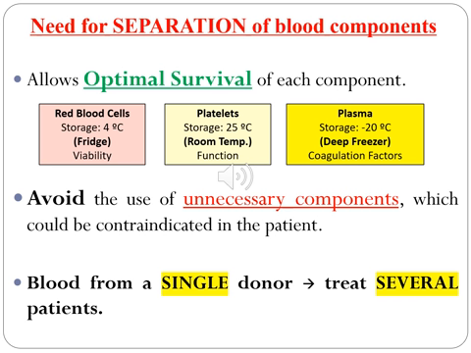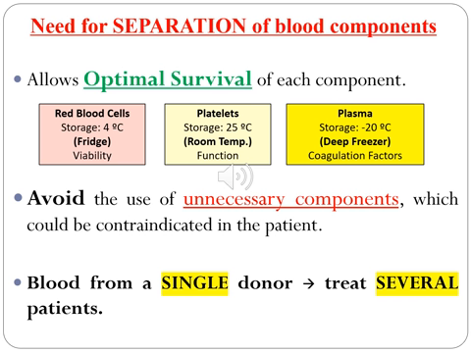The RBCs, for example, need to be stored at 4 degrees to maintain their viability. But if platelets are stored at 4 degrees, they will lose their functionality and need to be stored at room temperature. As regards the plasma, it needs to be stored at -20 degrees to preserve coagulation factors. The second importance is to avoid the transfusion of unnecessary components. For example, a patient needs platelets but doesn't need RBCs or plasma.